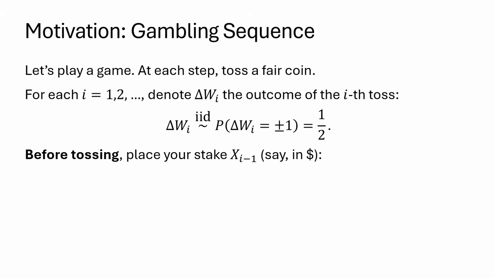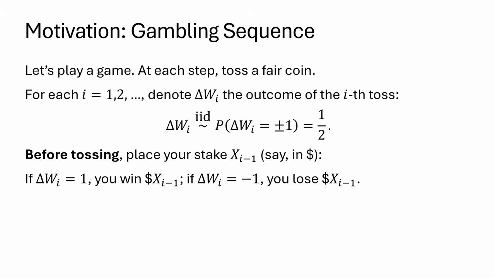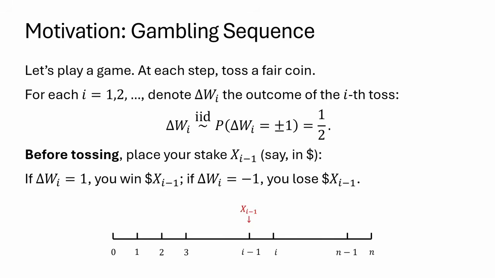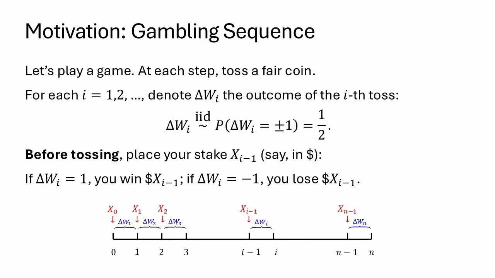To make the game more interesting, before each coin toss, you place your stake x(i-1), say in dollars. So, before the first toss, you place your stake of x0. Before the second toss, you place your stake of x1, and so on. If the i-th outcome is 1, you win x(i-1) dollars. If the outcome is minus 1, you lose the same amount of money. And here's a diagram. The key is that at each step, the stake is placed before the coin toss.